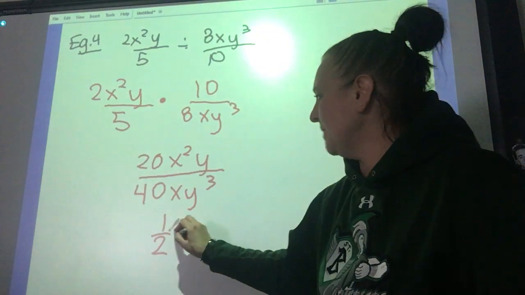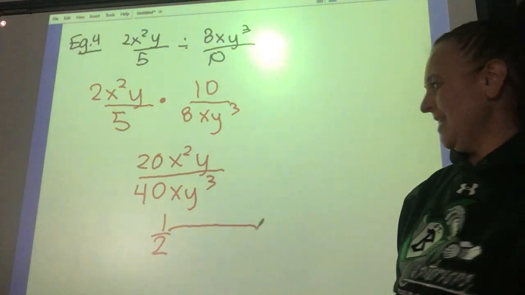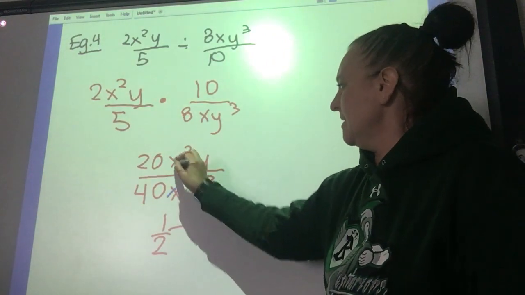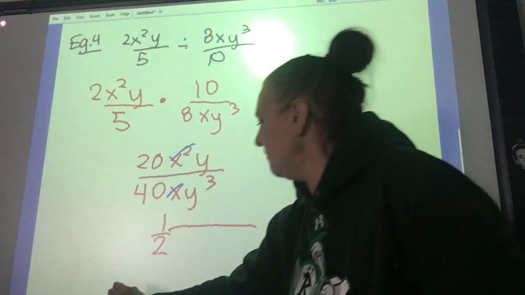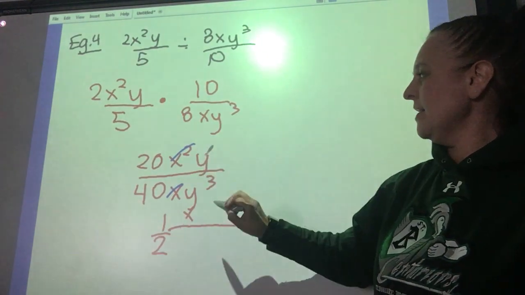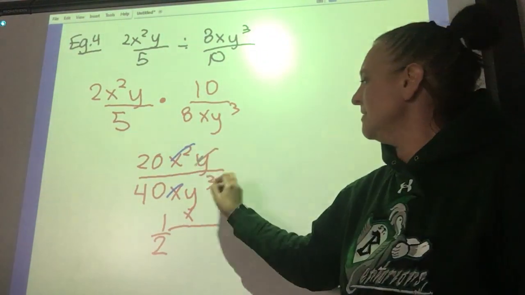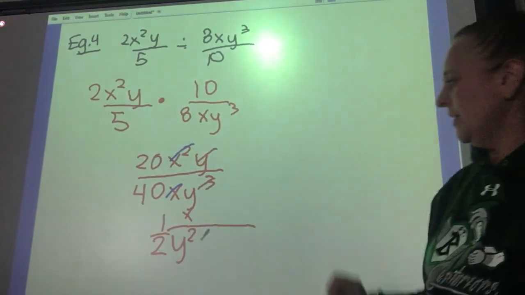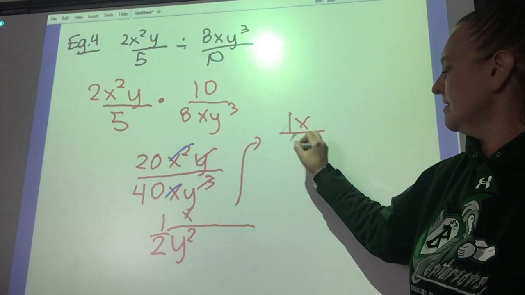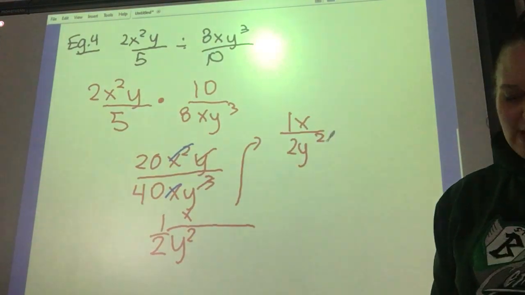Now again, there's no factoring, but these are our grade 10 rules. X squared divided by x. Basically, this x cancels out 1, so you're left with just an x on top. And then the y's, you have 1 y on the top, 3 in the bottom. That cancels out to leave you y squared. That's a little bit tough to see, so it is 1x over 2y squared.